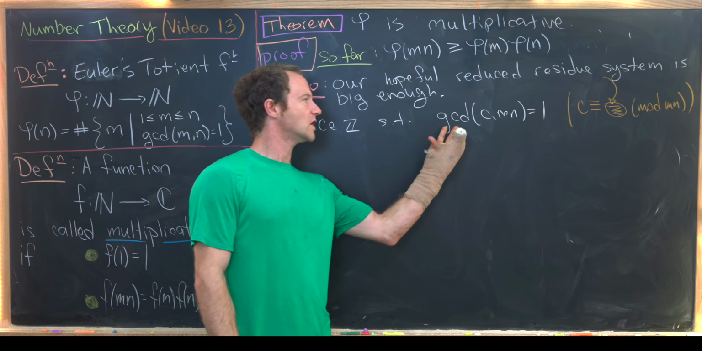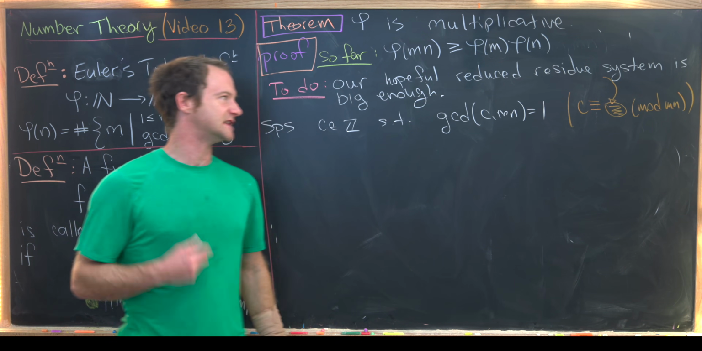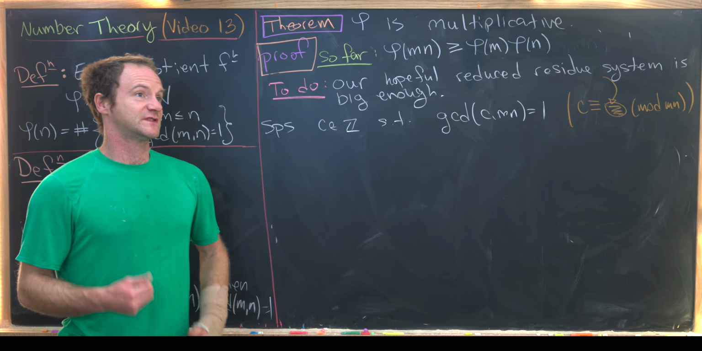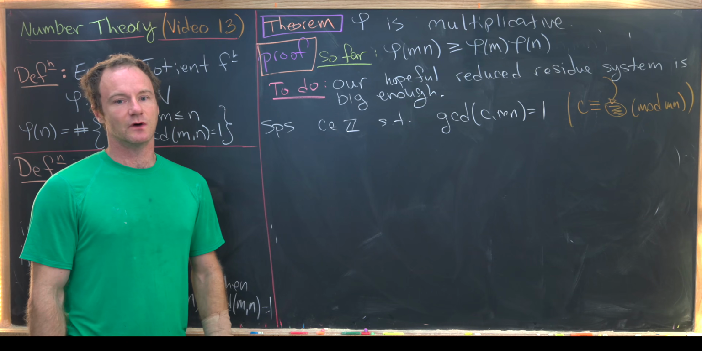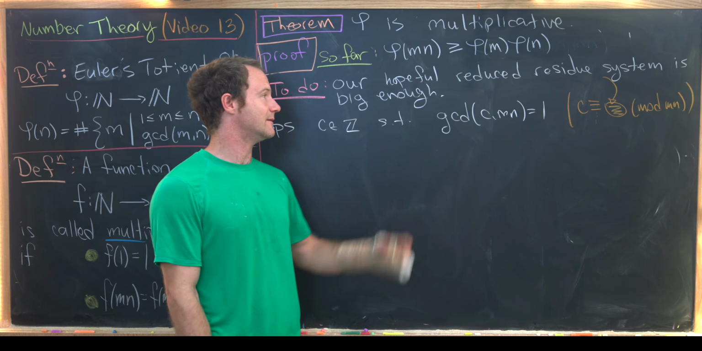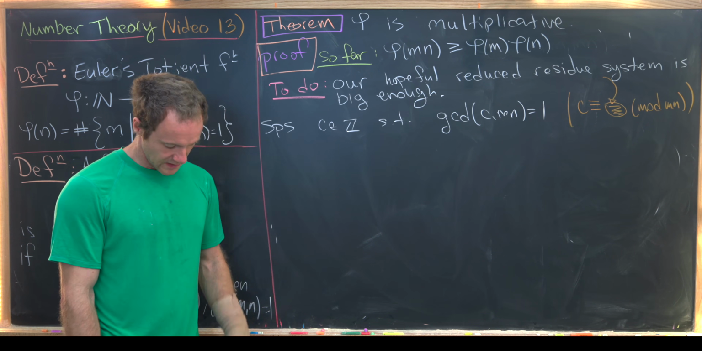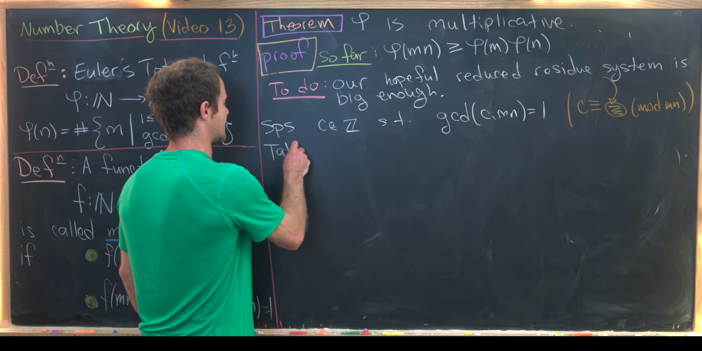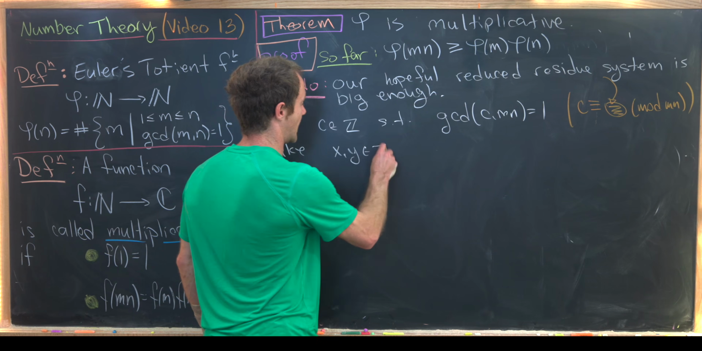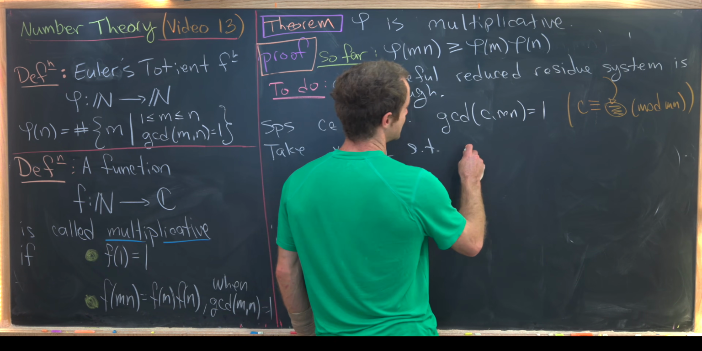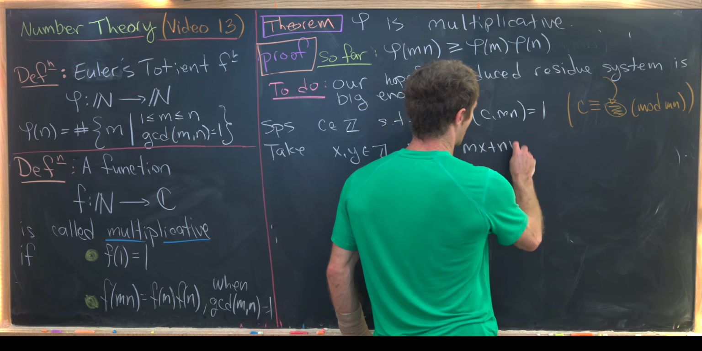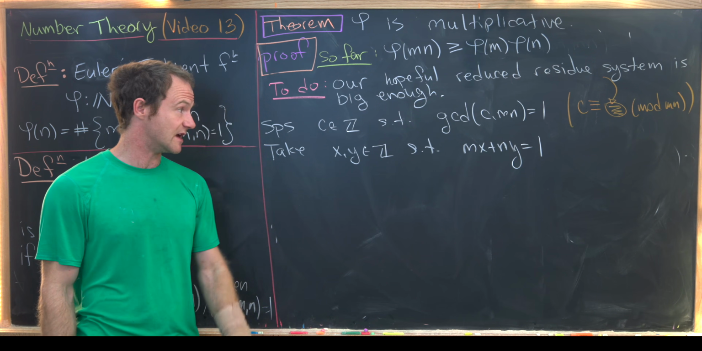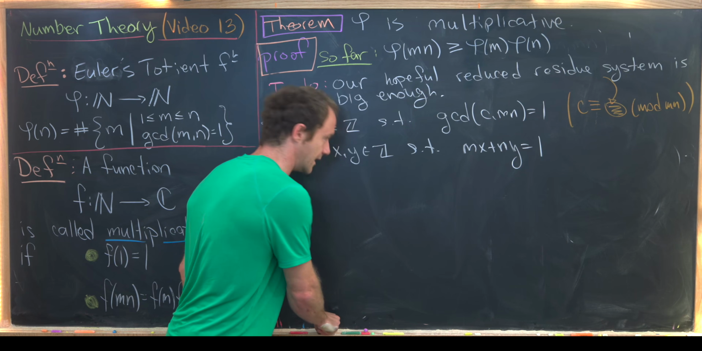Okay. But what should you do if you see that the GCD of c with mn is equal to 1? Well, you should maybe employ something called Bézout's identity, which we do all the time. So now we want to use the fact that m and n are relatively prime. And so let's use Bézout's identity. So in other words, let's take integers x and y such that mx plus ny is equal to 1. And again, that's possible because the GCD of m with n is equal to 1.